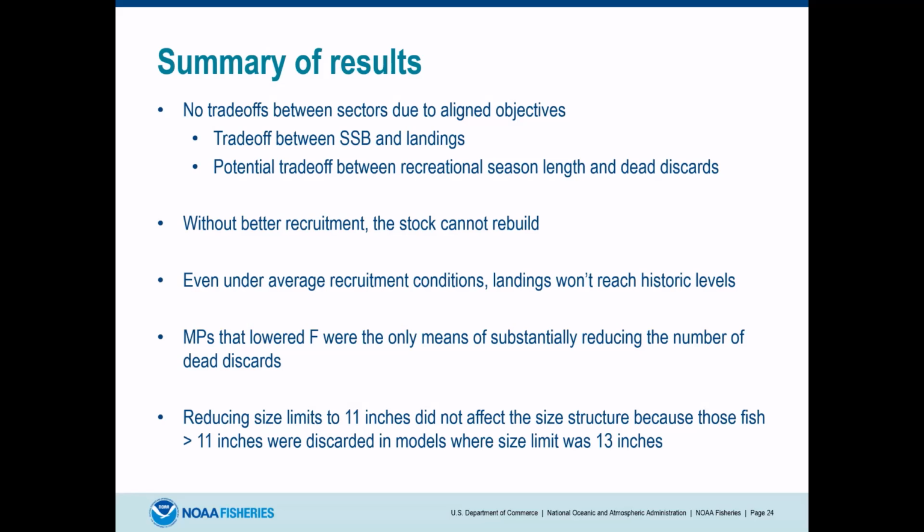But one of the most striking results is that without better recruitment, the stock is not going to rebuild, and none of these strategies are going to achieve objectives. Even under average recruitment conditions, which were the most optimistic, landings aren't going to be able to reach historic levels. What was clear was that the MPs that lowered F were the only means of substantially reducing the number of dead discards. And then finally, reducing the size limits to 11 inches didn't really affect the size structure because those fish above 11 inches were going to be discarded in those models where the size limit was 13 inches.